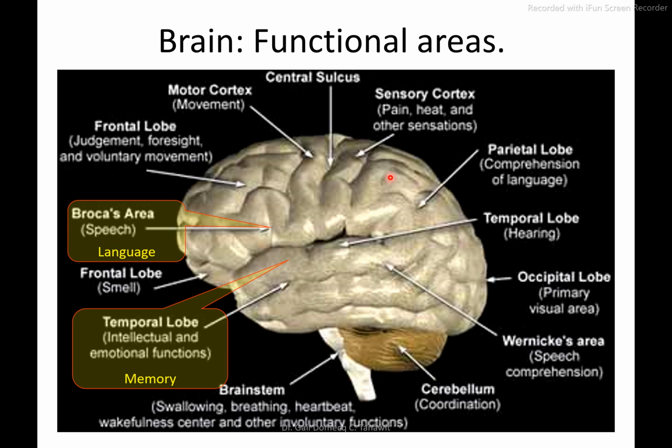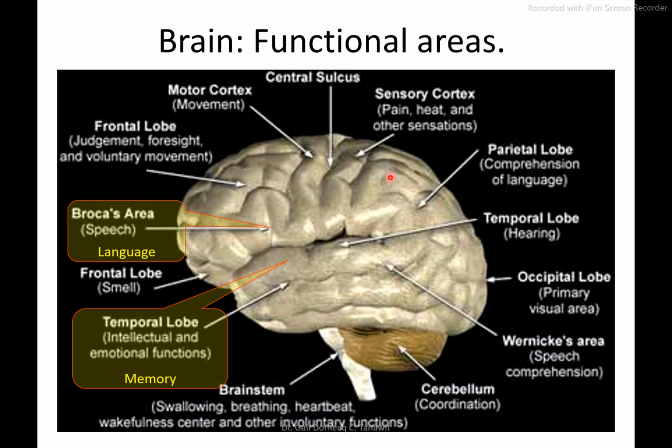So your sense of hearing, your sense of sight, in the occipital lobe, primary visual area. The Wernicke's area is for speech comprehension. So if this patient had an infarct or a lesion in the Wernicke's area, he would be uttering words that are incomprehensible. He can speak, but you can't understand what he is talking about.